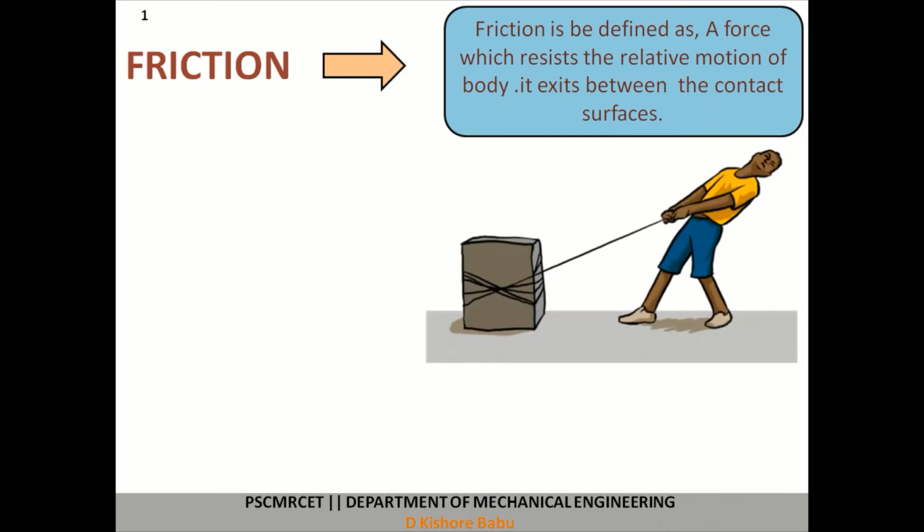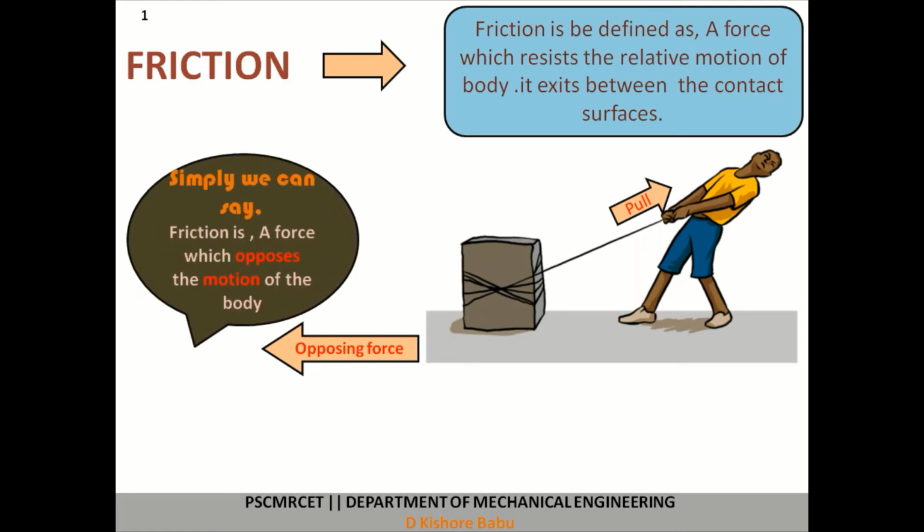Let us take an example. Here a person is moving a stone with the help of a rope. But even after applying a force, the stone does not move. Why does this stone not move? It means there is another force, called the opposing force, acting opposite to the direction of the external force applied. This is friction. Simply, we can say that friction is a force which opposes the motion of the body.